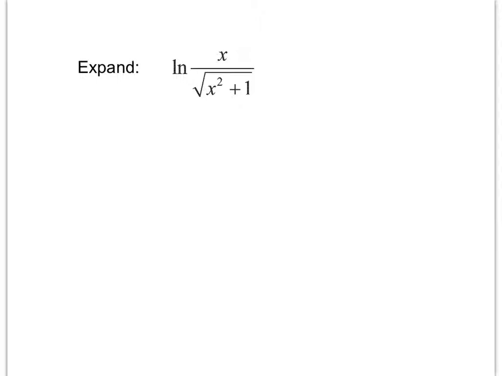Okay, you guys are going to try this one on your own, but before we do, I'm just going to rewrite it, where we have the square root of x squared plus 1. Let's make that a little bit easier, and let's think of that as ln of x over (x squared plus 1) to the 1/2 power, since square root is the 1/2 power. So you guys start by using the quotient property to simplify this.